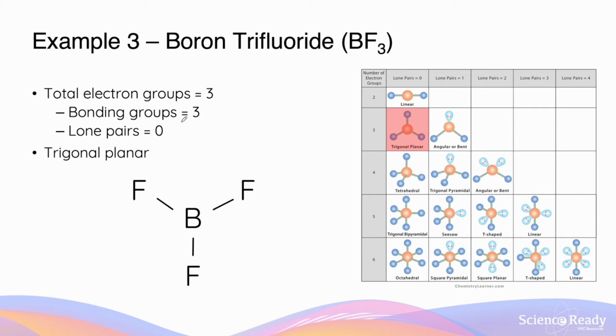Next we have boron trifluoride. Boron is an element in group 13, so it has 3 valence electrons. In this case, it has used the 3 valence electrons to form the 3 covalent bonds with the 3 fluorine atoms.